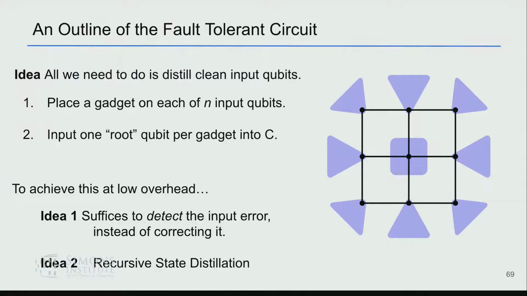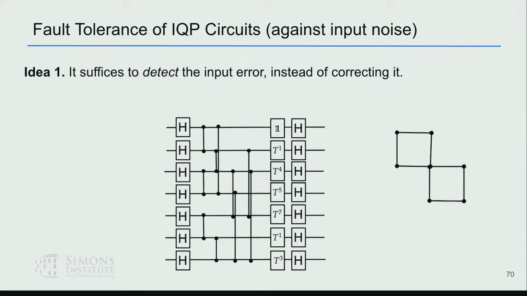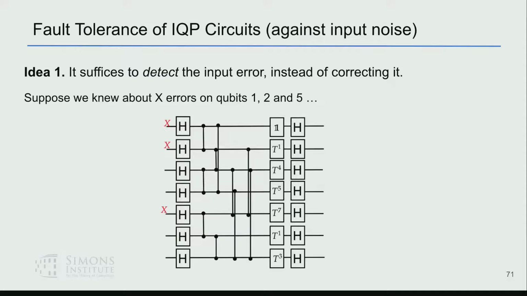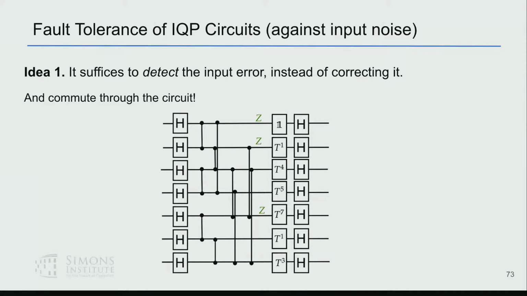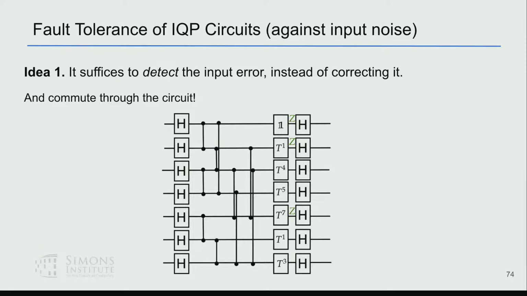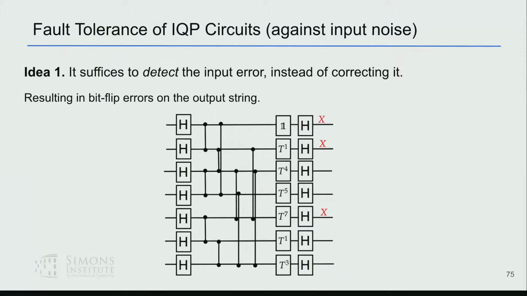So to begin, I've depicted here my favorite IQP circuit. It's comprised of layers of Hadamard gates, CZ gates, and T gates. Now, suppose we knew that an error had occurred on qubits 1, 2, and 5. Then after the layer of Hadamard gates, they actually become Z errors, which are diagonal, much like the rest of the circuit. And therefore, they commute through the circuit. Subsequently, after the last Hadamard gate, out pops an X error on the same qubits 1, 2, and 5.